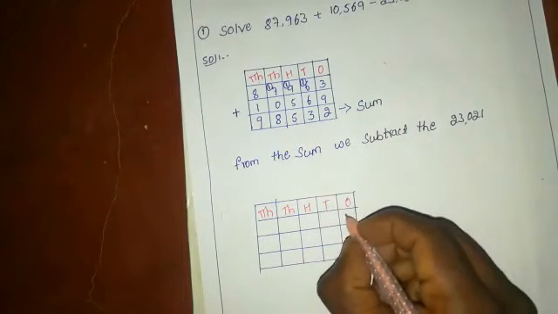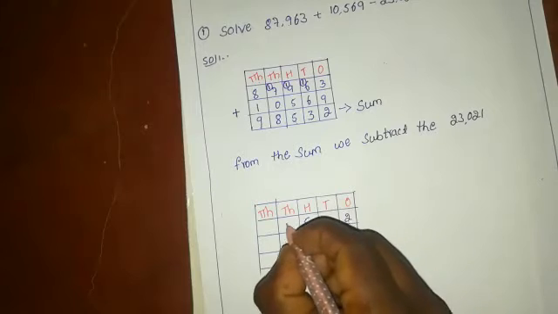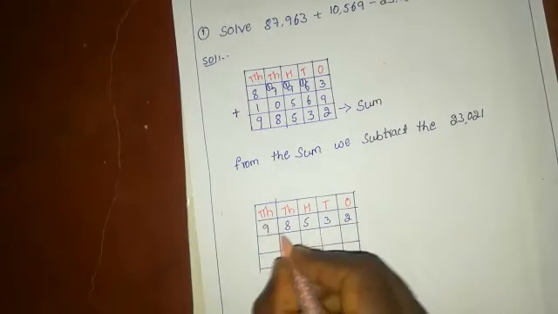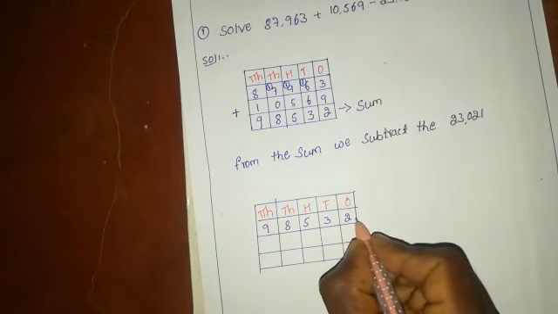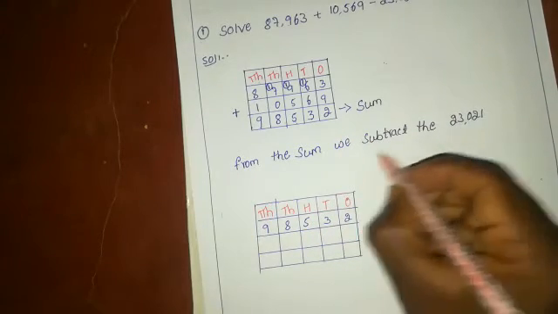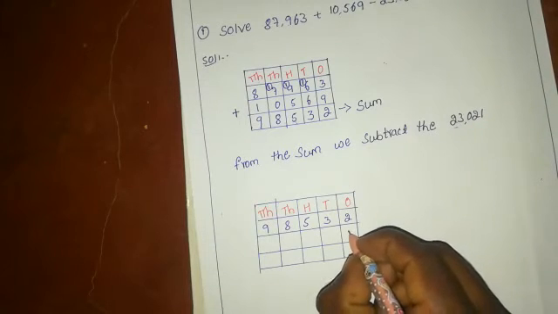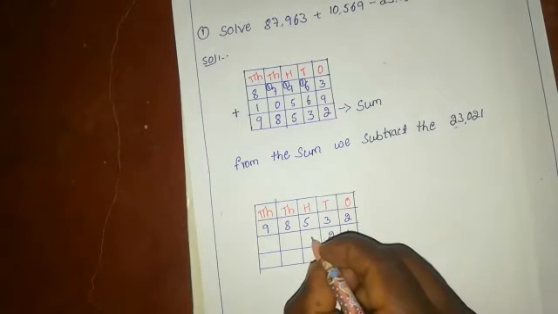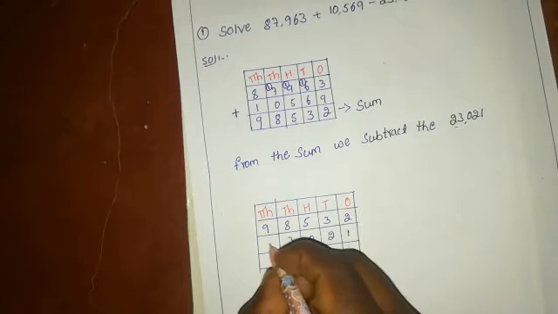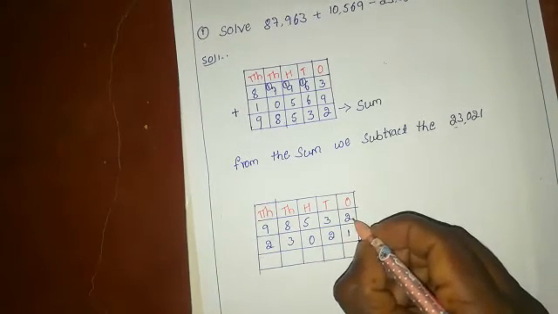98,532. At first, ones place 2, then 3, 5, 8 and 9. Again, from this sum we have to subtract 23,021, which means ones place 1, then 2, 0, 3 and 2. Now we have to subtract this from this.